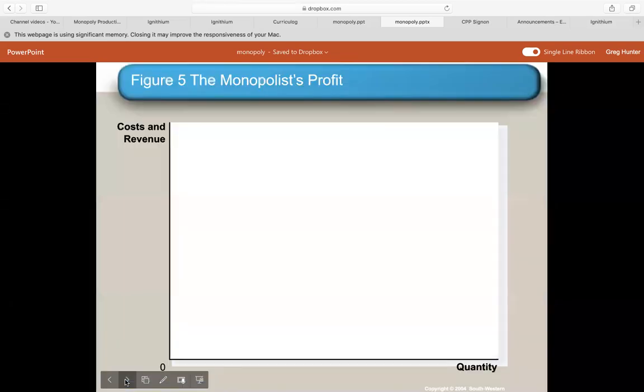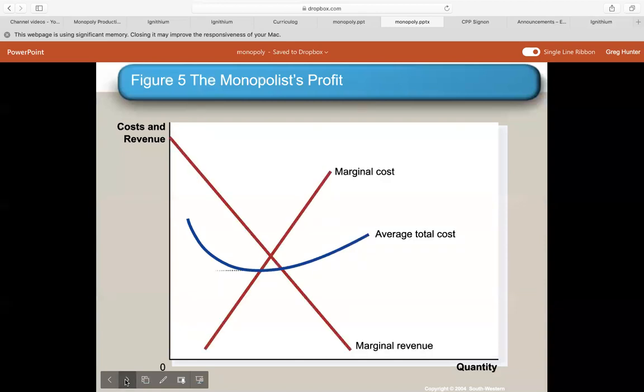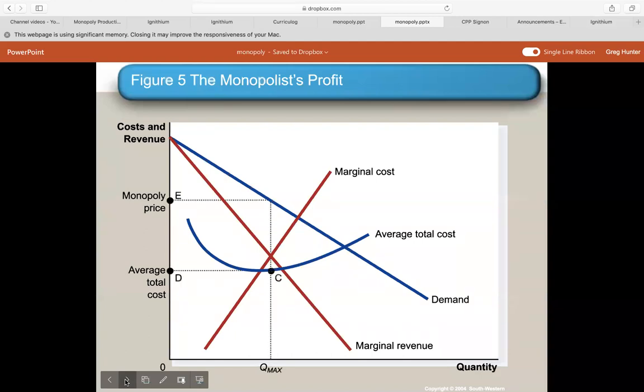We do that because it helps us identify what we call the profit rectangle for the monopolist. Graphically, if we want to measure the monopolist's profits, we look at the rectangle between B and C, where B is the monopolist's price and C is the average total cost of producing Q max. This rectangle has a height equal to price minus average total cost, and a width equal to the quantity that the monopolist sells. So the area of that rectangle is equal to the monopolist's profit.